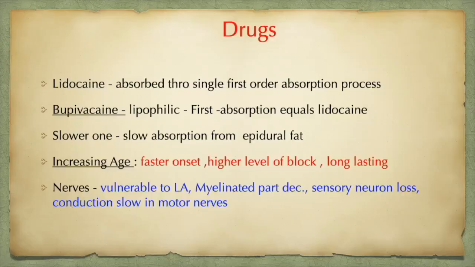As age increases, there is a faster onset of spinal anesthesia. You expect a higher level of blockade due to calcification of the paraspinal muscles and the ligaments, and the spinal anesthetic is long lasting because the local anesthetic takes a longer time to get cleared from the spinal canal. In the elderly, the nerves are vulnerable to local anesthetics. The myelinated part is decreased. There is already sensory neuron loss due to age, and the conduction is also very slow in motor nerves.